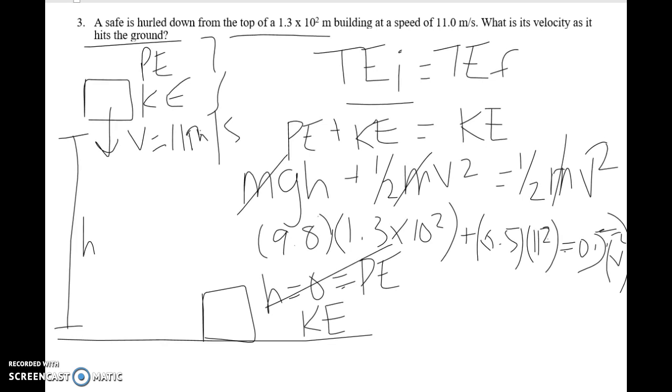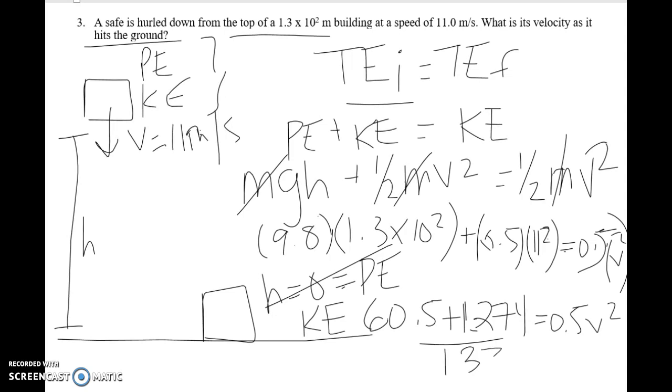Then I'm going to simplify everything. So when I simplify this, 9.8 times 1.3 times 10 to the 2 will give me 1274. The 0.5 times 11 squared gives me 60.5. And that leaves me with 0.5 v squared. Then I can simplify these, and I get 1334.5.